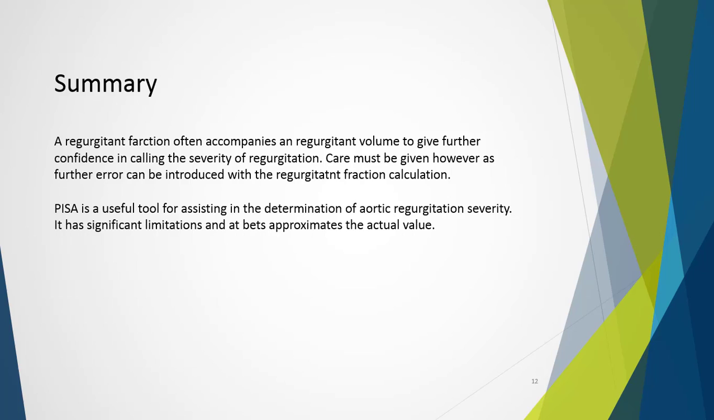So, in summary, a regurgitant fraction accompanies a regurgitant volume calculation to give further confidence in calling the severity of regurgitation. Care must be taken, however, as further error can be introduced with the regurgitant fraction calculation. And PISA is a useful tool for assisting in determining aortic regurgitation severity. It has significant limitations and best approximates the actual value.